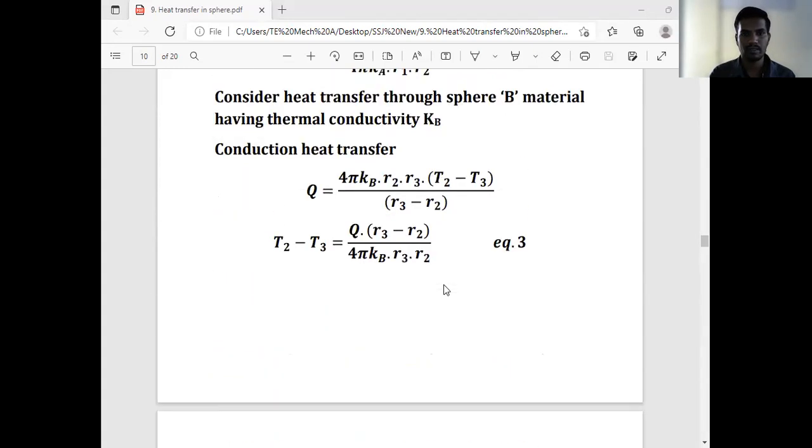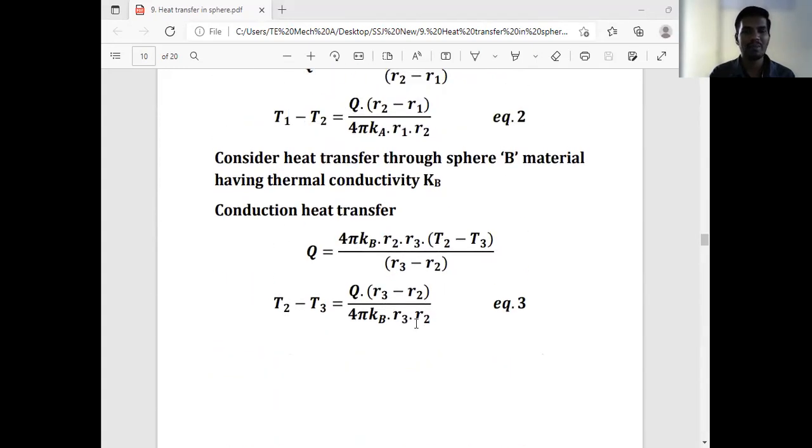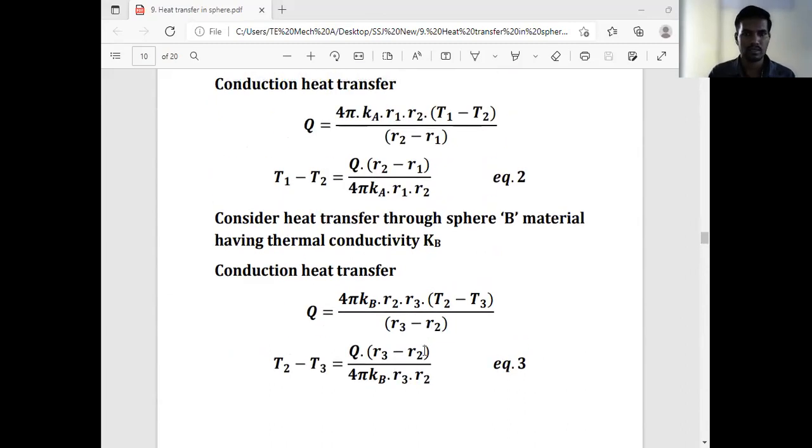Previous equation. Now you should look at this and write quickly. How much time did we take? Okay, whatever parameters are there, according to those parameters we have to write down the equation. The equation we derived earlier had radius R1 R2 and temperature T1 T2. But for the layer B, temperature difference is T2 T3 and radius is R2 R3. So in that way we have to write down the equation.